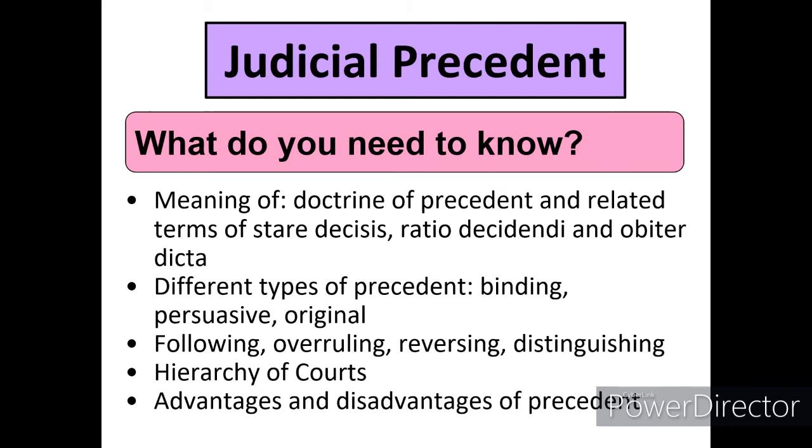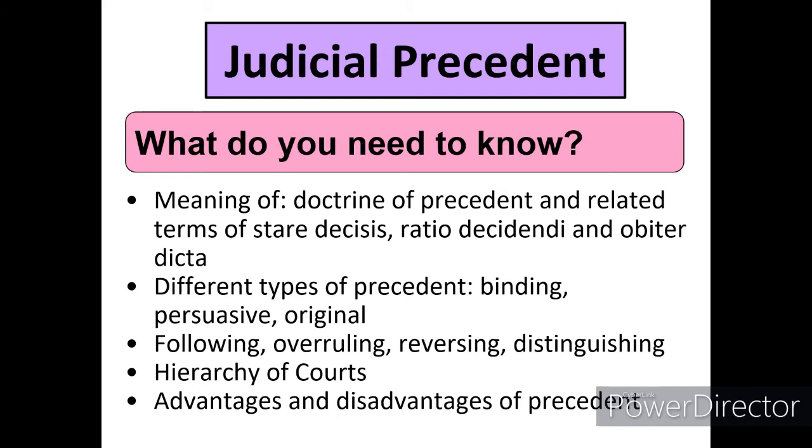In order to succeed in this topic, you need to understand what Judicial Precedent means and all the related terms, such as stare decisis, ratio decidendi, and obiter dicta. You also need to be able to explain the different types of precedent: binding, persuasive, and original. And you need to explain how Judicial Precedent operates within the hierarchy of courts, using the concepts of following, overruling, reversing, and distinguishing.